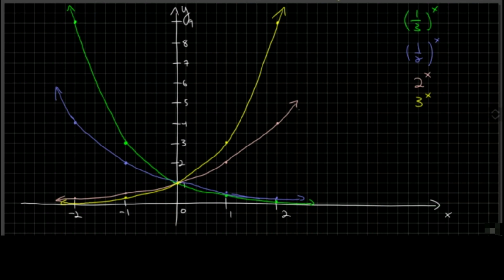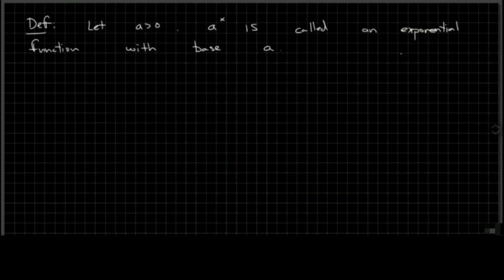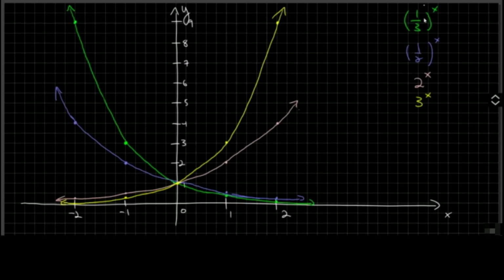So let's go ahead and make some observations here. First of all, before I make any observations, I actually want to make a definition. If a is a positive number, we call a to the x an exponential function, and we call a the base. So in this green example here, 1/3 to the x, the base is 1/3. In the blue example, the base is 1/2, and the bases for 2 to the x and 3 to the x are 2 and 3 respectively.